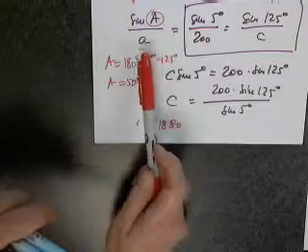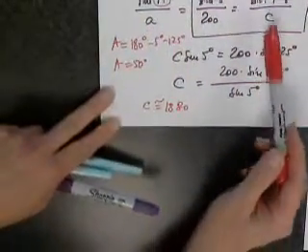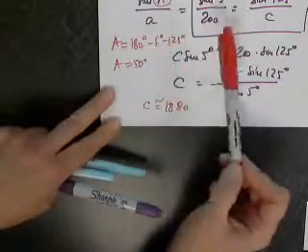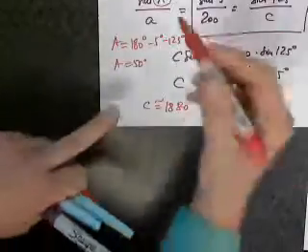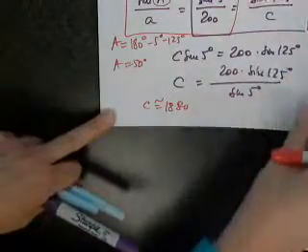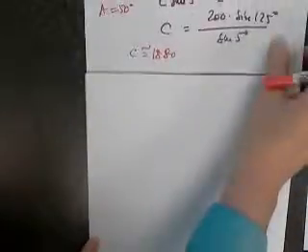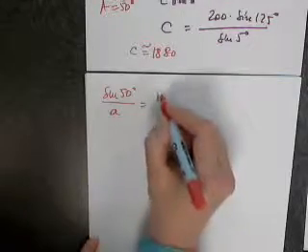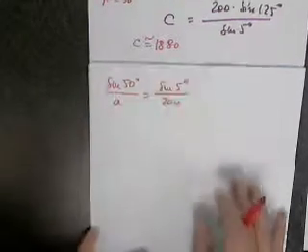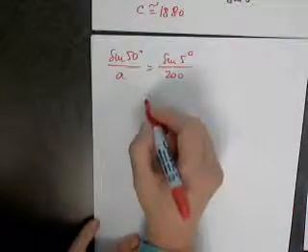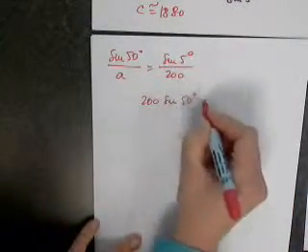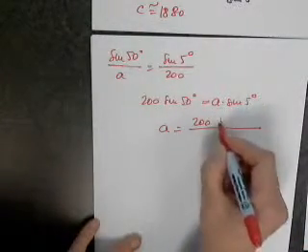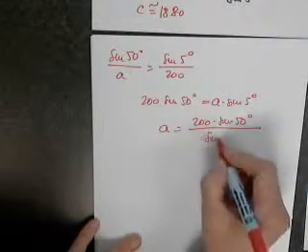So the only thing that I need to determine is A. So I have uppercase A, which is 50. I don't have lowercase a, and I have C already. So now I can use this. And I will write sine 50 degrees over lowercase a equals sine 5 degrees over 200. And yes, I will cross multiply. So 200 times sine 50 equals A times sine 5 degrees, and then I get A, 200 times sine 50 over sine 5.